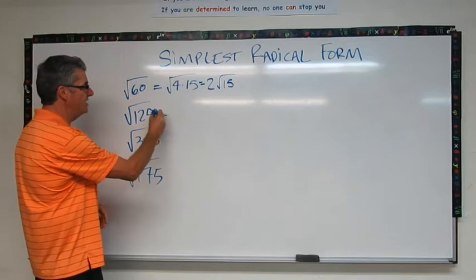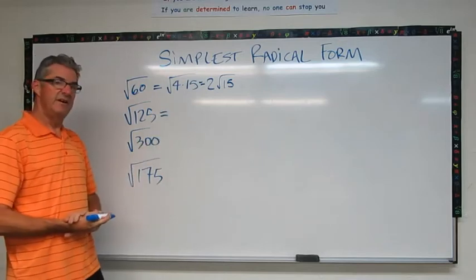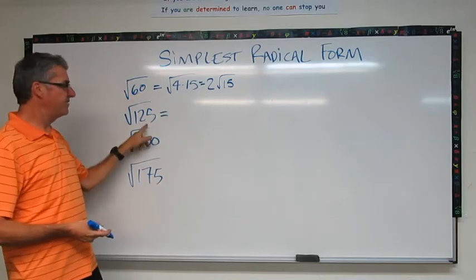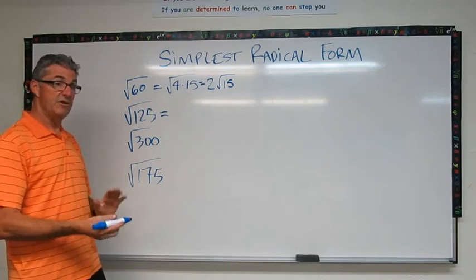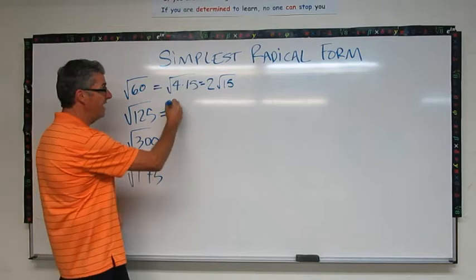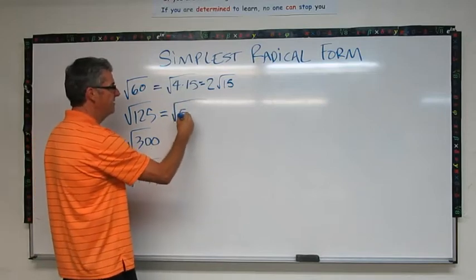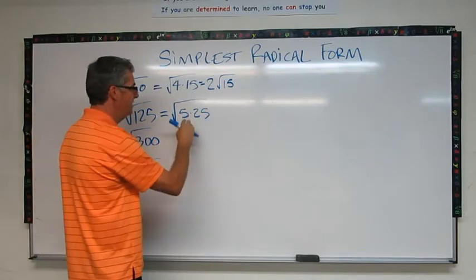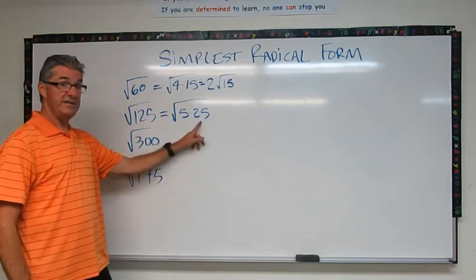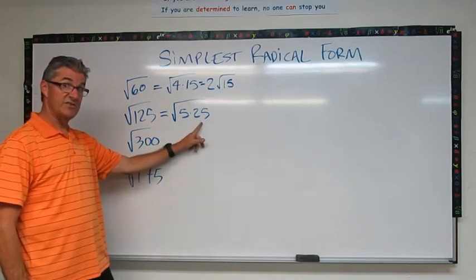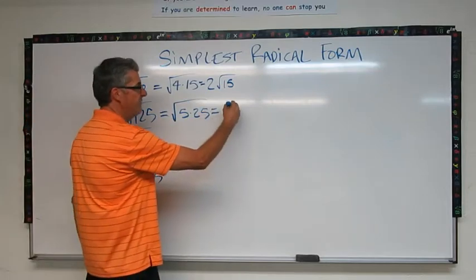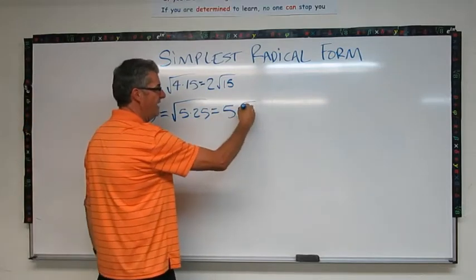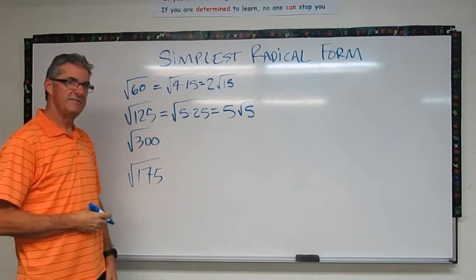Let's take a look at root 125. Think of a way to factor that number that shows some perfect squares. If you came up with 5 times 25, you did a good job. 5 times 25 makes 125, and guess what? 25 is a perfect square. It comes out as its square root, so this is going to be 5 times root 5. Okay, let's try another one.